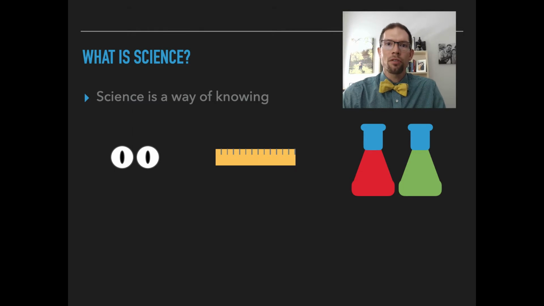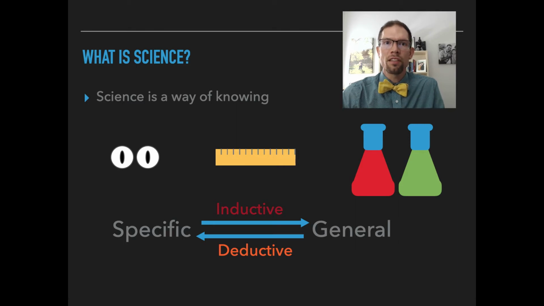But first I want you to understand what inductive and deductive reasoning are, because both of these are used by the scientific method. So inductive reasoning is taking specific observations and generating general conclusions, while deductive reasoning is taking these general conclusions and using them to generate specific predictions. So when you're doing an experiment, you use inductive reasoning to form a hypothesis, and ultimately you will use deductive reasoning then to test that hypothesis.